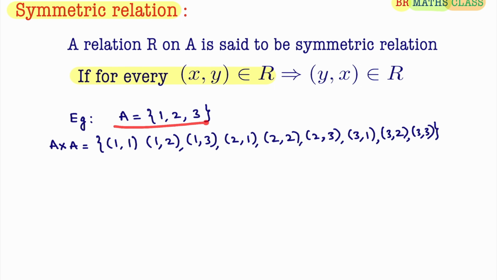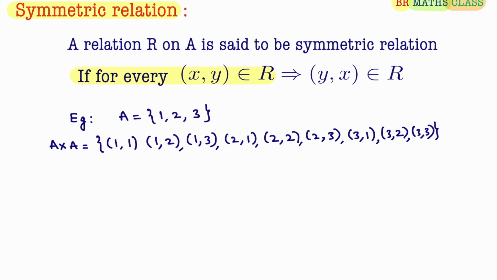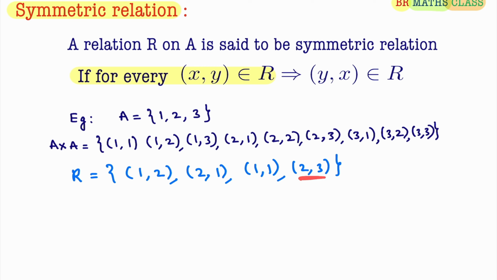Observe, I have taken set A as {1, 2, 3}. You know how to write A cross A. This is A cross A. Now, I'll take one subset of A cross A to check the symmetry condition, like (1, 2), (2, 1), (1, 1), (2, 3). Observe, this is a subset of A cross A. So, this R is a relation on A.